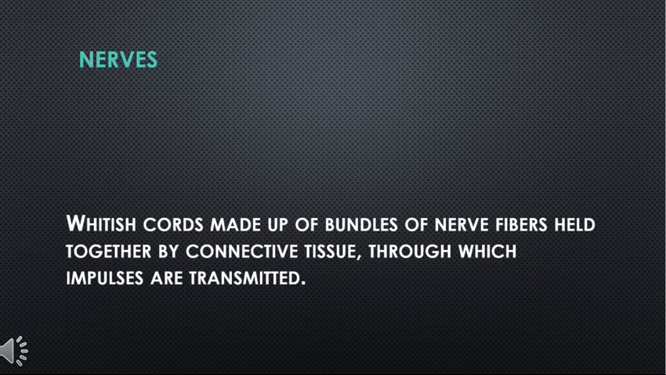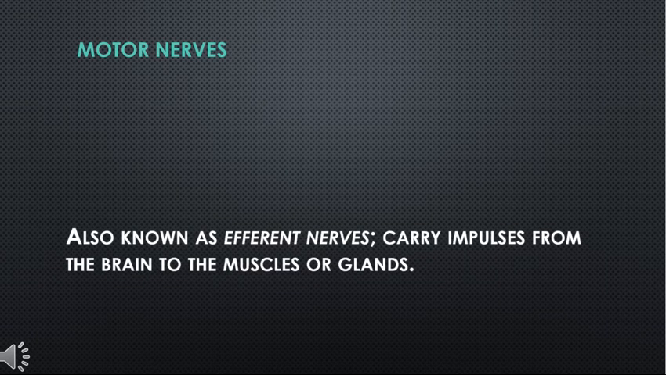Nerves. Whitish cords made up of bundles of nerve fibers held together by connective tissue, through which impulses are transmitted. Motor nerves. Also known as efferent nerves, carry impulses from the brain to the muscles or glands.